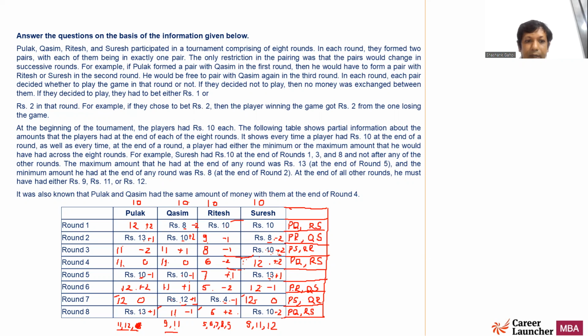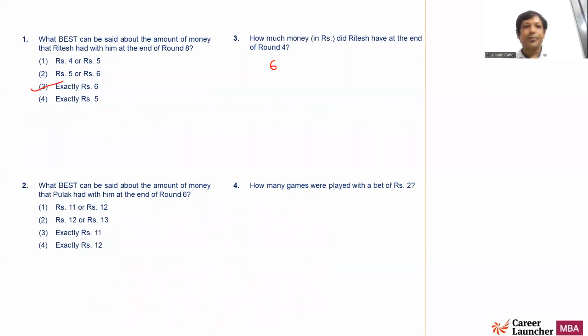Now, if in round 6 I'm having a game of P and R, and in round 4 I have a game of P and Q, so in this game I need to have a game of P and S. There is no other possible value. So P is playing with S and Q is playing with R. Okay. So I got the complete arrangement now. I can get all the answers very quickly.